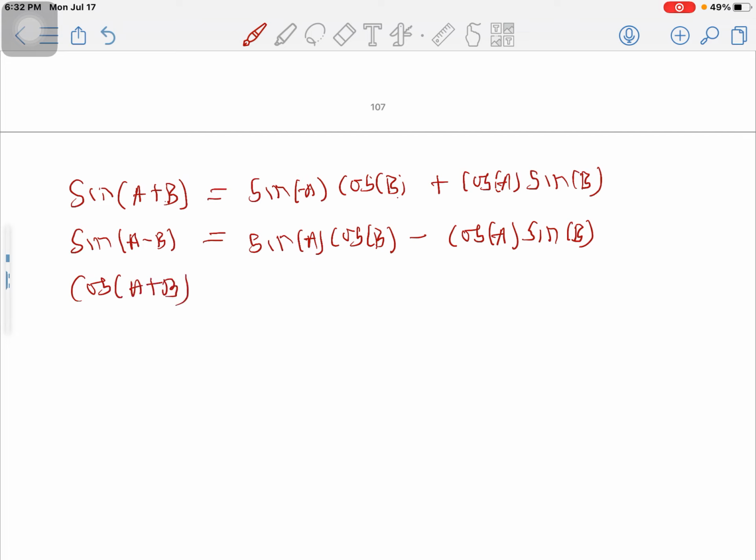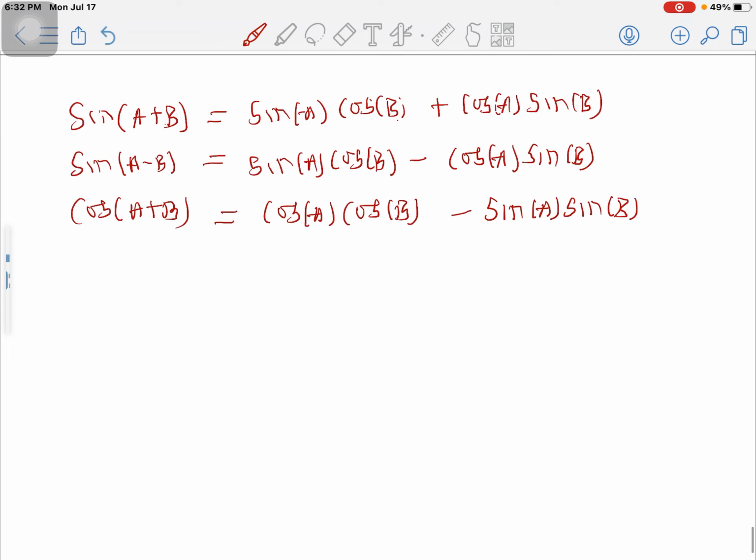Now let's look at the third identity. The third identity also talks about cos of a plus b, which is equal to cos a cos b minus sine a sine b. This is where cos 2a equals cos square a minus sin square a came from. So when I do a full tutorial on trigonometric analysis, you get to understand it better.